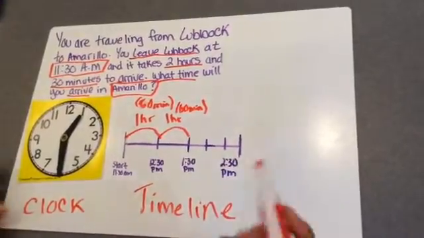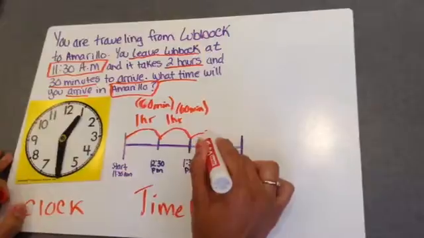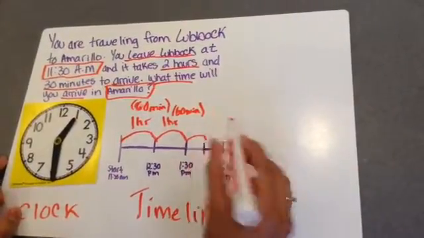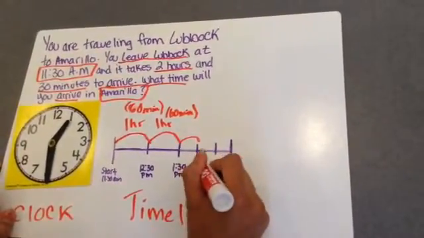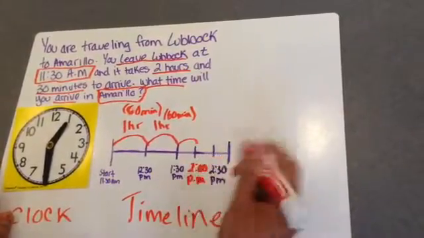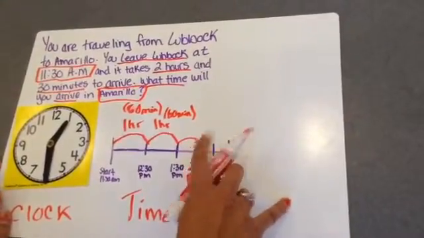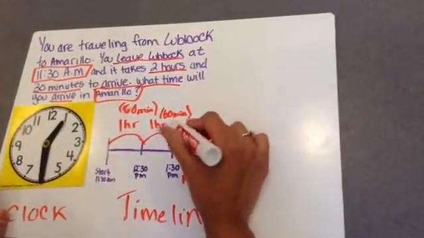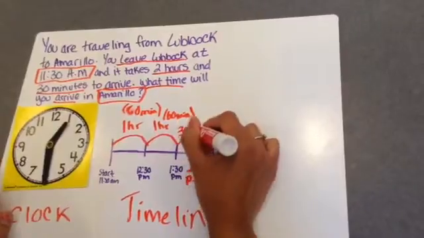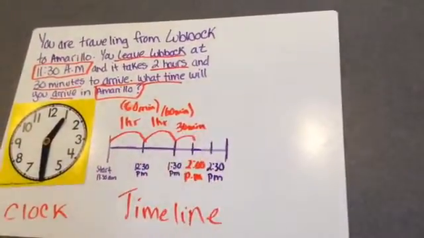So we're going to go from 1:30 to right here, which is going to be 2 o'clock p.m. And this is our end time. And this is going to equal the 30 minutes that we still had on top of the 2 hours. So from here to here is 30 minutes.